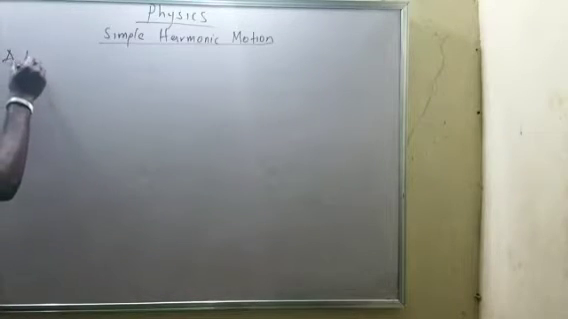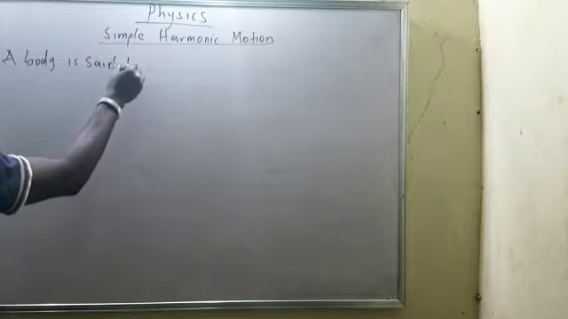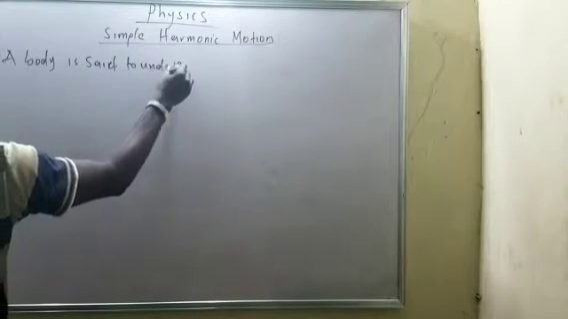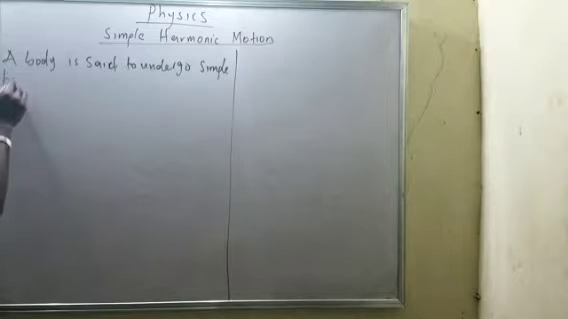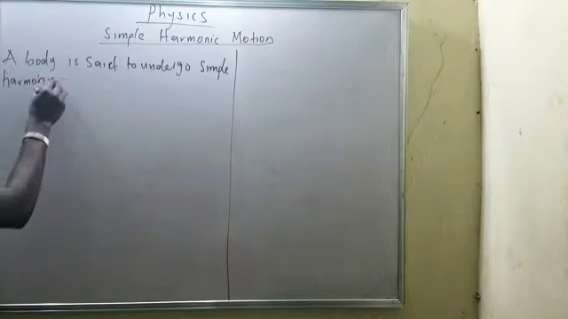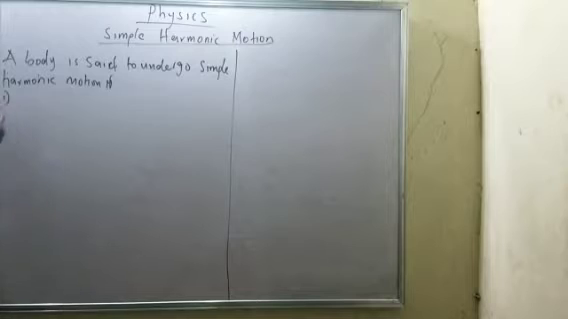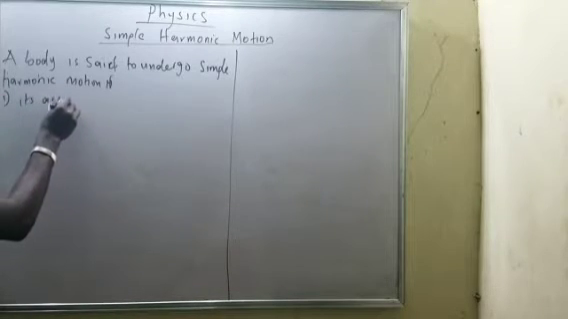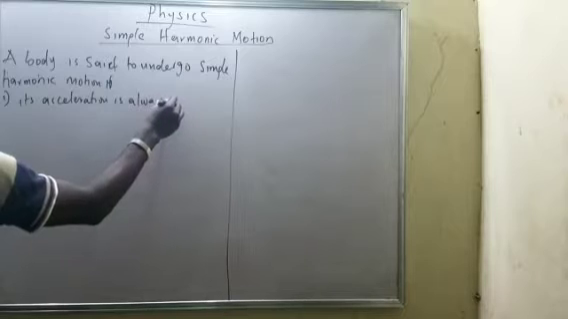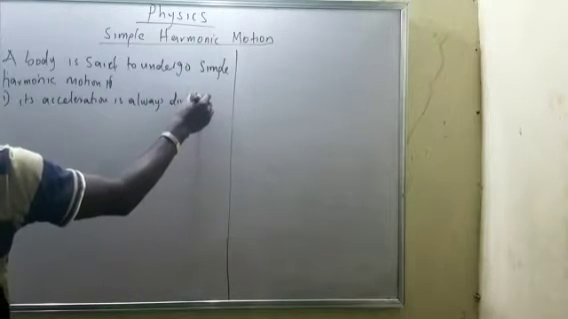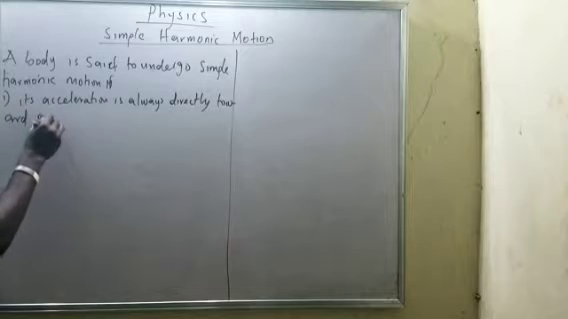Now, a body is said to undergo simple harmonic motion if, one, its acceleration is always directed towards a fixed point.